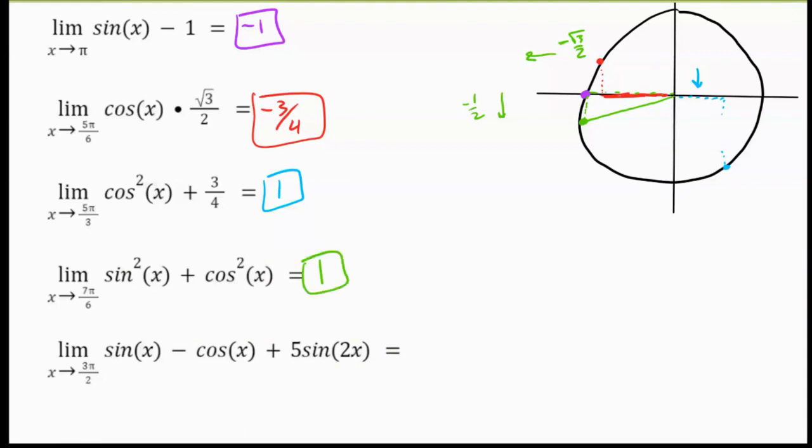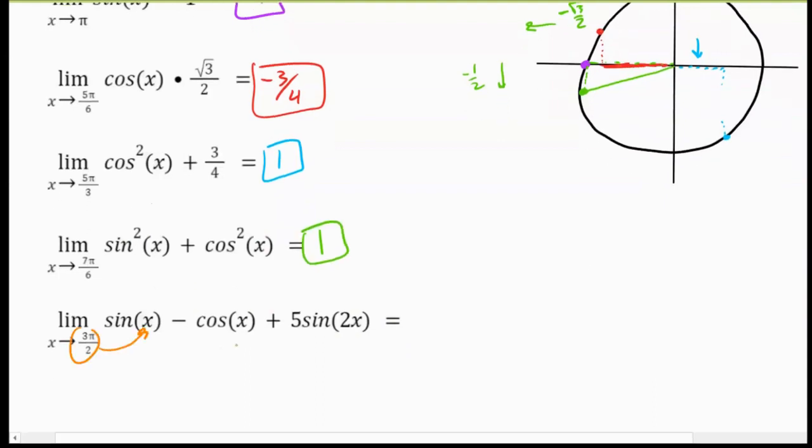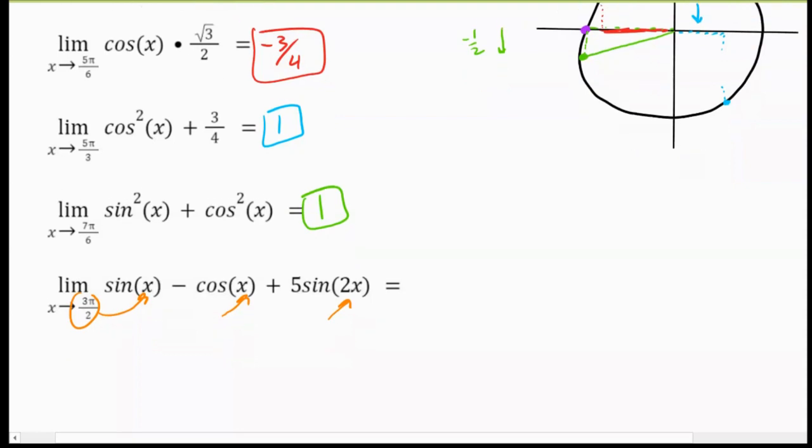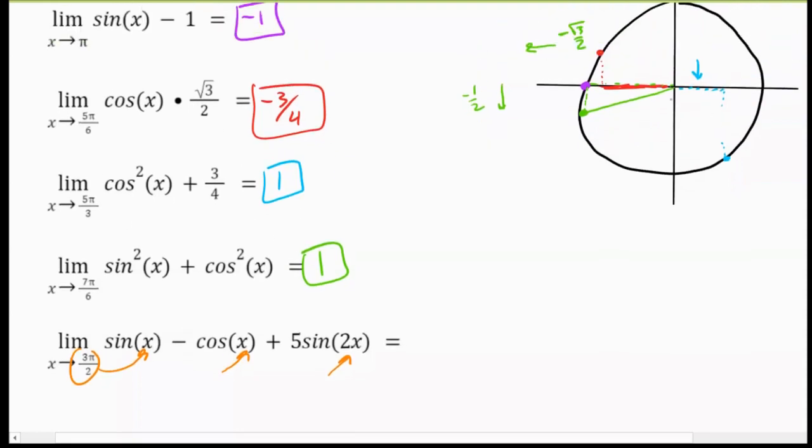All right, last one. This one here, we're plugging in 3 pi over 2 in for all of these x's. So in this one here, sine of 3 pi over 2 ends up being right here. That's a nice and easy one. So in this case, my sine value is going to be negative 1 because I'm going straight down to this point. My cosine value is going to be 0 because I'm not going left or right at all. And then this one's a little bit trickier because I have to multiply it by 2. So it's really going to be 5 times sine of 6 pi over 2, which is just 3 pi.